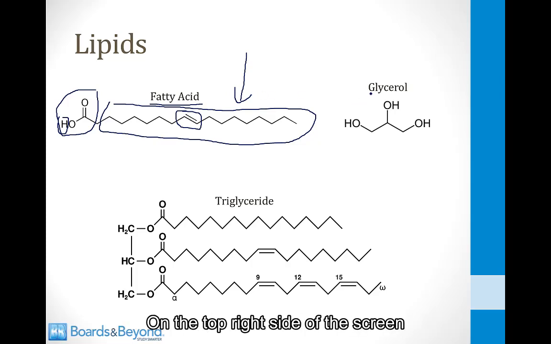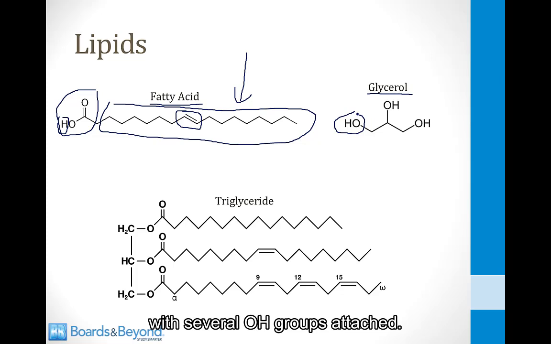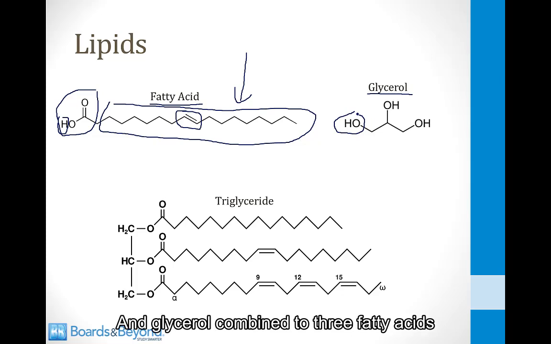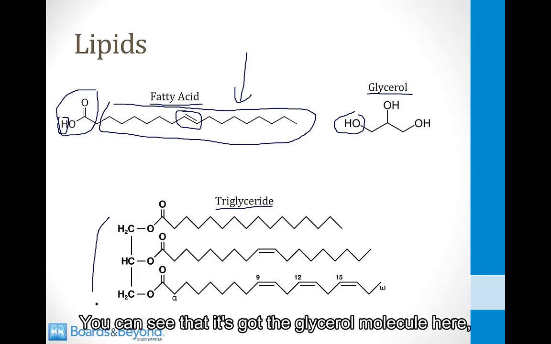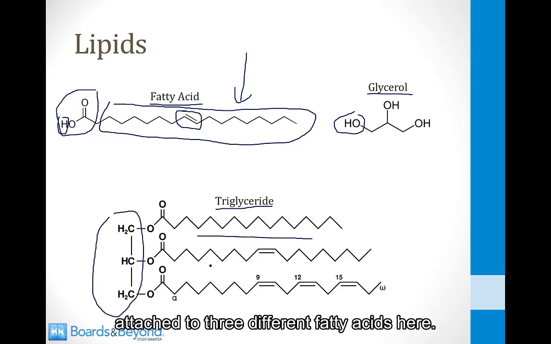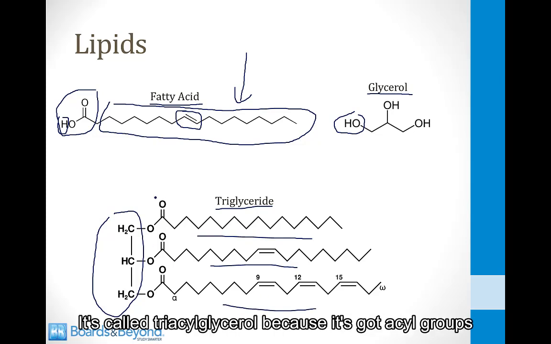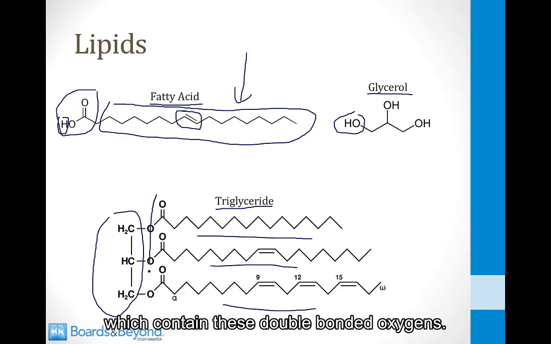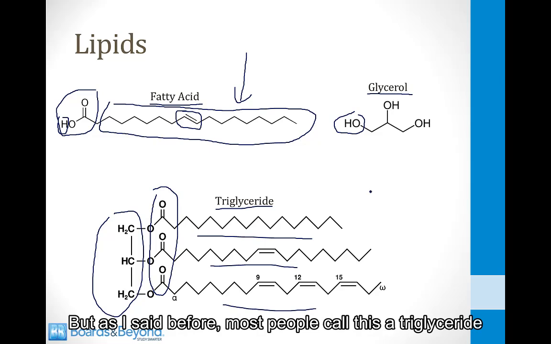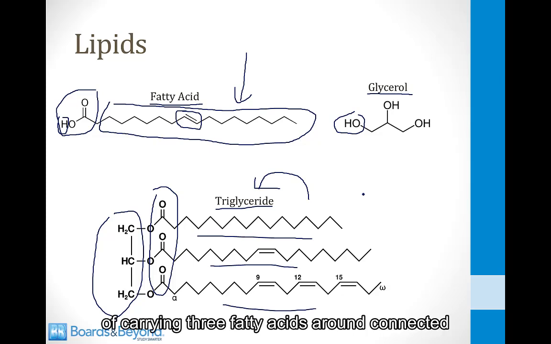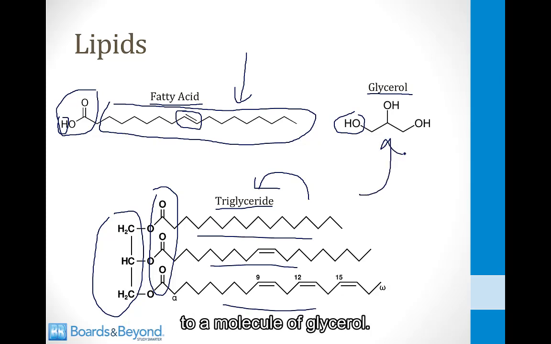On the top right side of the screen is a molecule of glycerol. It's a short carbon molecule with several OH groups attached, and glycerol can bind to 3 fatty acids to make a molecule of triacylglycerol, which most people call a triglyceride. You can see that it's got the glycerol molecule here attached to 3 different fatty acids here. It's called triacylglycerol because it's got acyl groups which contain these double bonded oxygens, and it has 3 of them, therefore it's triacylglycerol. But as I said before, most people call this a triglyceride. And a triglyceride is a way of carrying 3 fatty acids around connected to a molecule of glycerol.